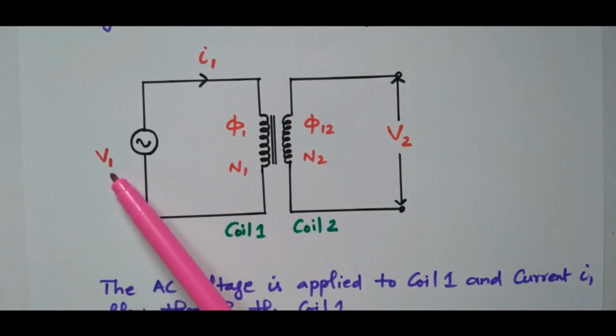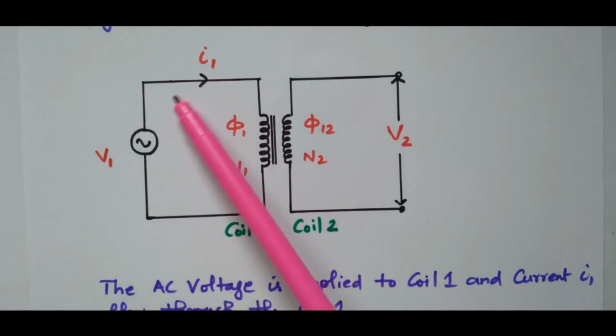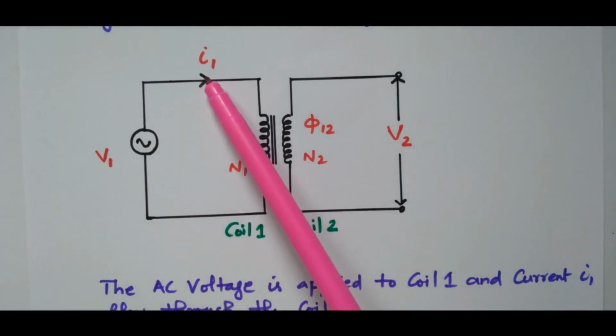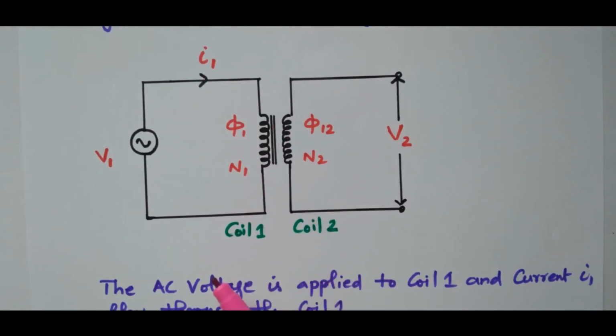When the voltage is applied, what will happen? The current I1 will flow through coil 1. This is a rate of change of current, so due to the rate of change of current, flux φ1 is produced in coil 1. Coil 2 is placed nearby, so part of the flux links with coil 2, that is φ12. φ1 is the flux produced in the first coil. Part of the flux links with the second coil, that is φ12, which is nothing but the flux linkage from the first coil to the second coil.